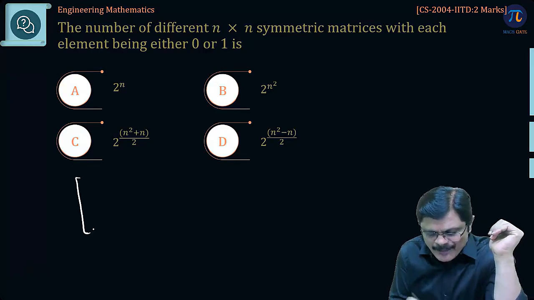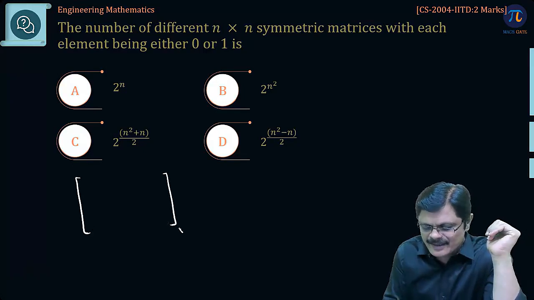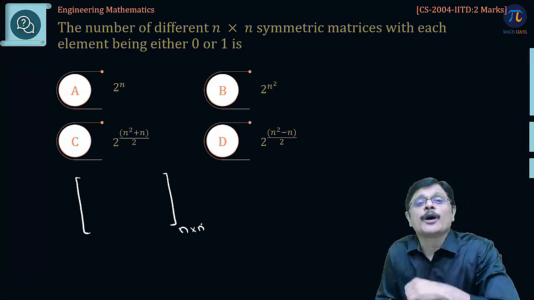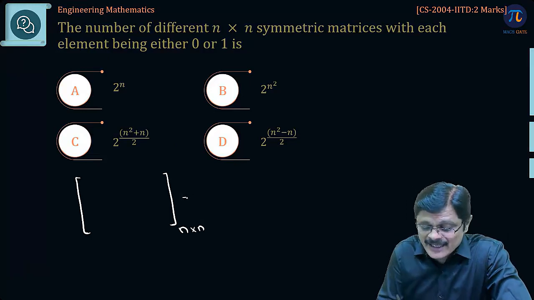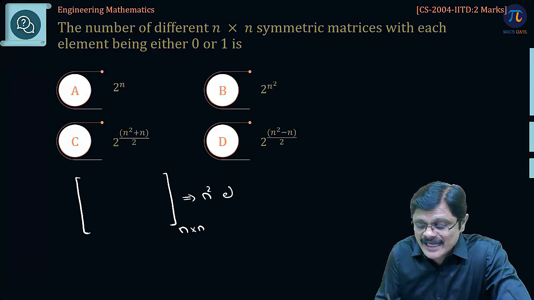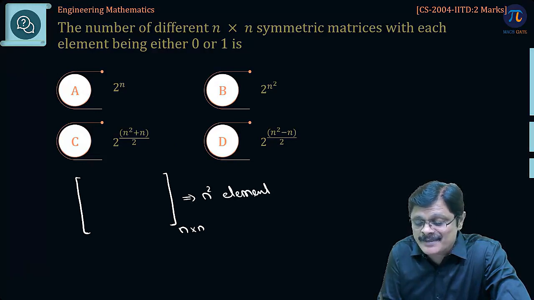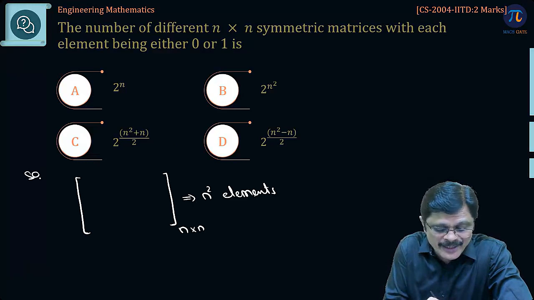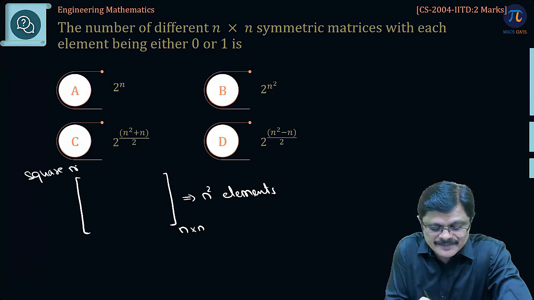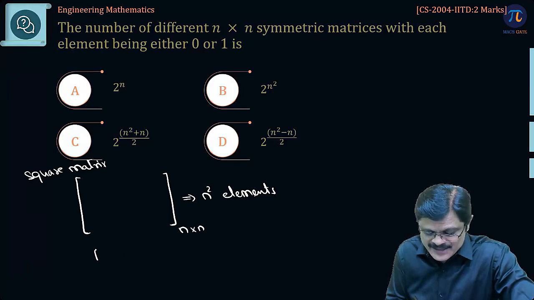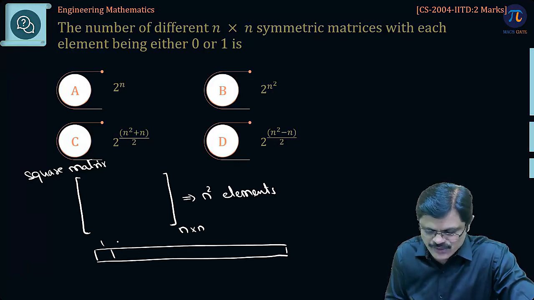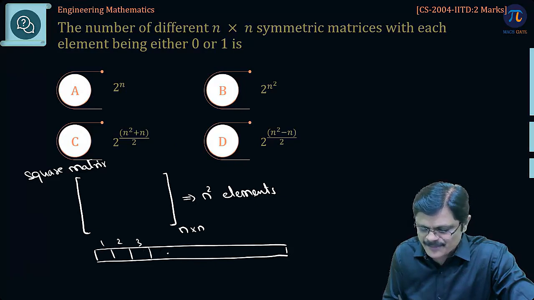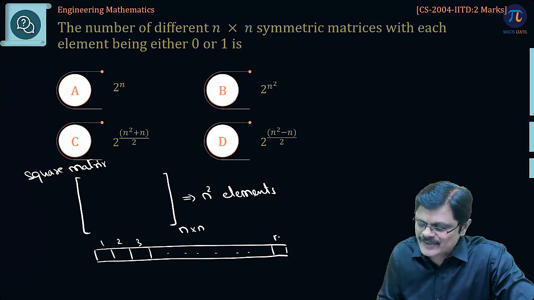If it is a square matrix, n by n means how many elements are there in this matrix? An n by n matrix means there are n square elements. I am just talking about a square matrix, not a symmetric matrix. So let us consider those n square elements here: first one, second one, third one, and so on, up to n square.